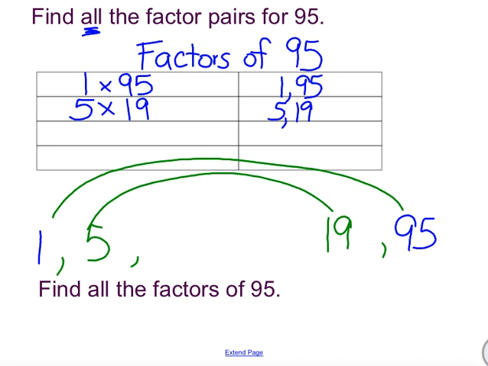Okay. And find all the factors of 95. We did the factor pairs. The pairs are 1 and 95, 5 and 19. Okay, so that makes 1, 2, 3, 4. We have 4 factors, but 2 factor pairs. Okay, so yes, it is time consuming, especially when we're working with larger products such as 95.